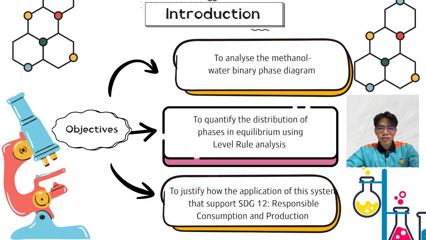Our objective is to analyze the methanol-water binary phase diagram and then to quantify the distribution of phases in equilibrium using lever rule analysis. Last but not least, to justify how the application of this system supports SDG 12, which is responsible consumption and production.